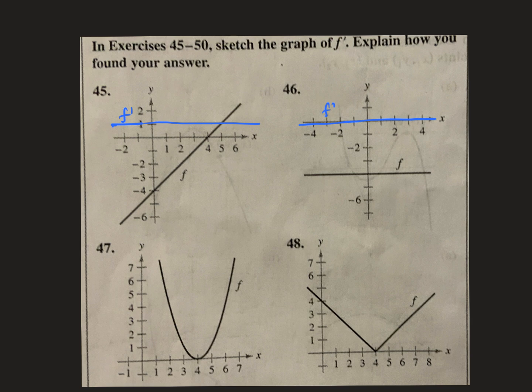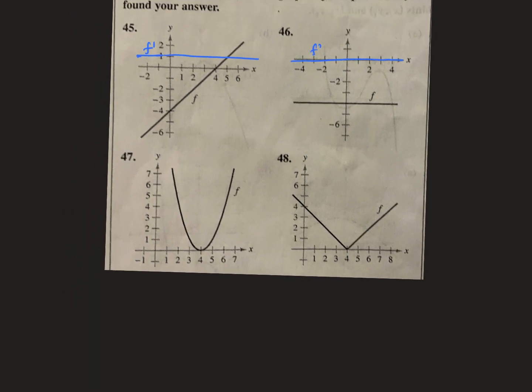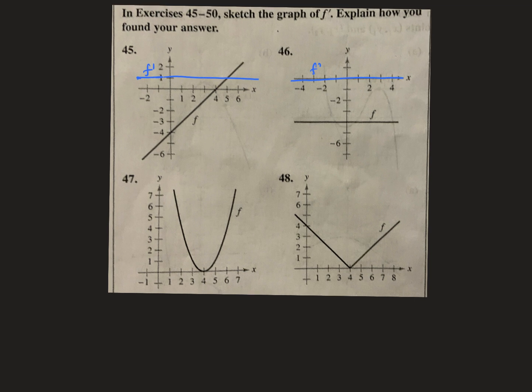On 47, what is it doing left of 4? It's going down. And so my derivative should be down here, left of 4. Does everybody agree? And then to the right of 4, what's my derivative here? What are my slopes? They're all what? They're all positive. And so it should be kind of looking something like that.